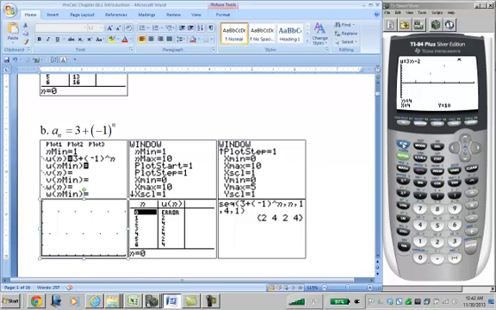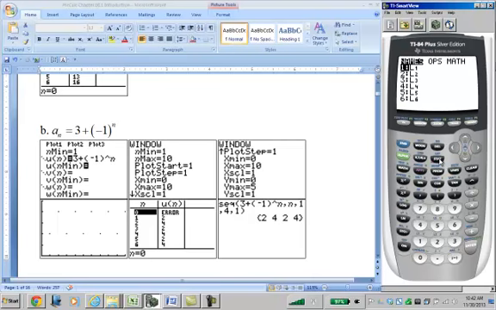Just let me repeat how to get that sequence command. I'll show you that one more time here. It's second, and then stat, and arrow over to ops, and then you get the sequence command. And you can see the order. First I put in the function, then the variable, beginning number, ending number, and the incremental step.